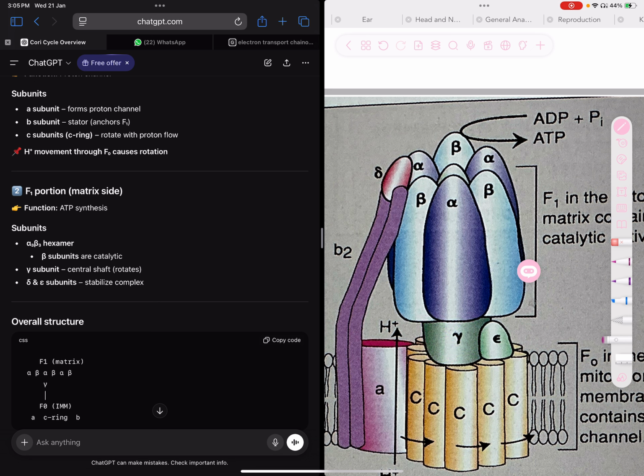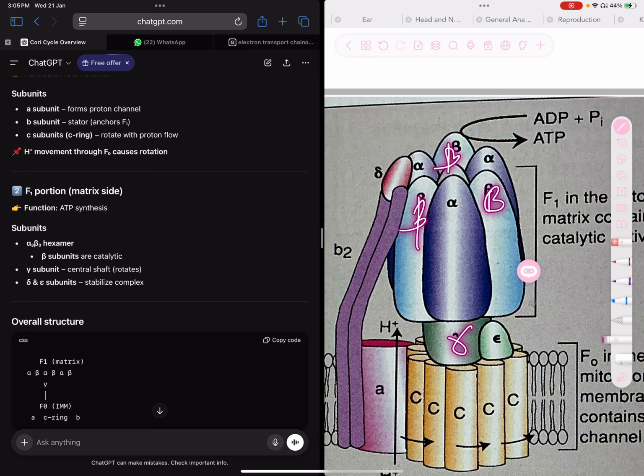Now you have another subunit as well, which is the delta and epsilon subunit. So there are two more. So again, you have alpha 3 and beta 3. So this is basically a hexamer. A hexamer is something that comprises 6 units. So you have alpha 3, beta 3 hexamer units, where beta units are catalytic.